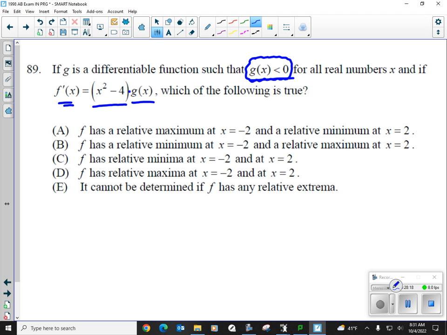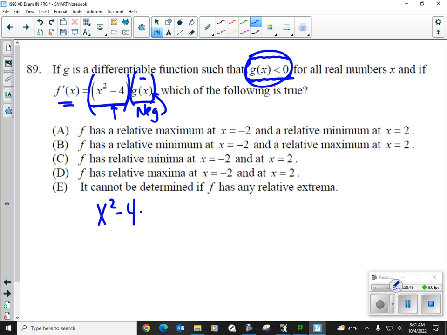First of all, in multiplication, if I'm always using a negative number here, this will always flip the sign of whatever this is. I'm multiplying this times this. Right now I have a negative number for g of x. So let's look at this. Put this on a number line.